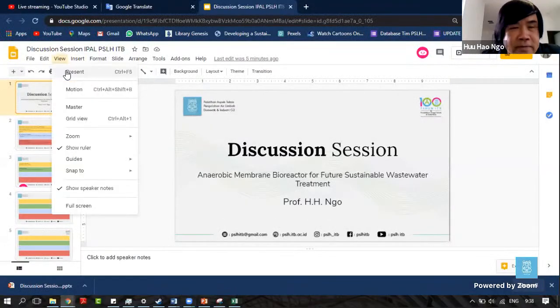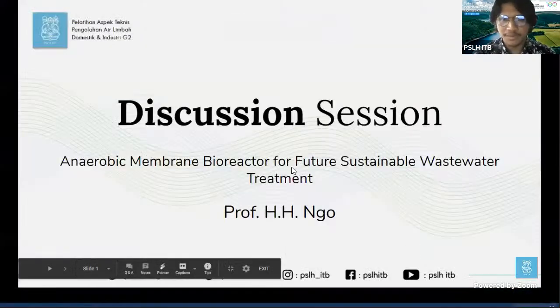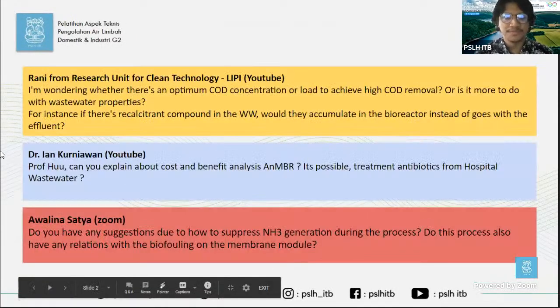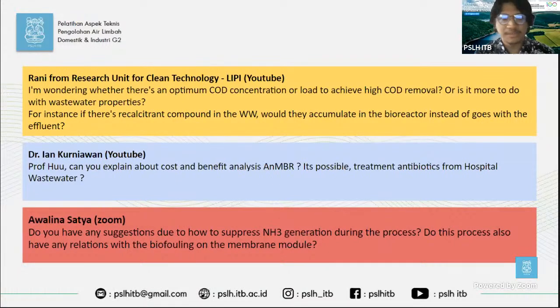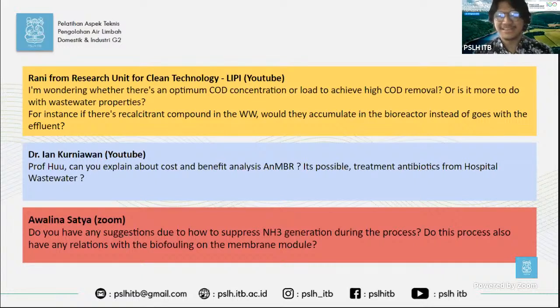So we already have questions, whether from YouTube or from Zoom. This is the first question from YouTube, from Rani from the Research Unit of Technology in Limbah, Indonesia. I'm wondering whether there's an optimum COD concentration or load to achieve high COD removal, or is it more to do with wastewater properties? For instance, if there are recalcitrant compounds in the wastewater, will they accumulate in the bioreactor instead of going with the effluent? Maybe you can answer the first question, sir. Yeah, one by one.